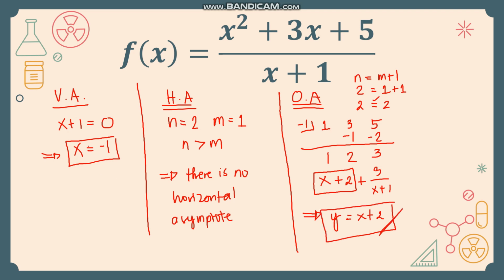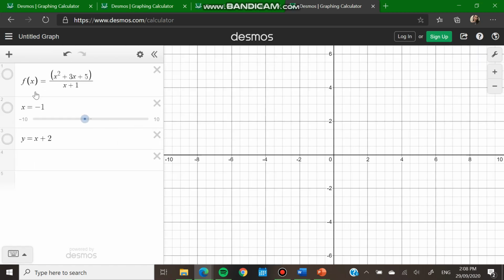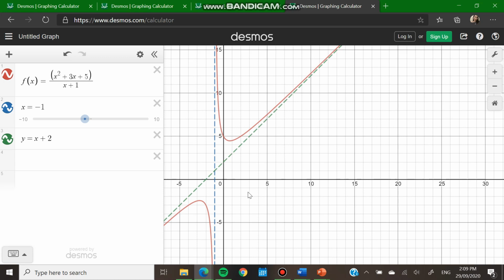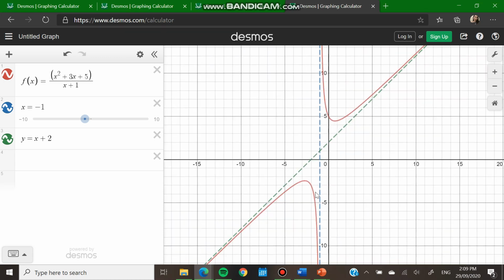So again, we have vertical asymptote, x equals -1. There's no horizontal asymptote. And for our oblique asymptote, we have y equals x plus 2. And for the graph, let's just show it here. So this is the graph of our rational function. And then for our vertical asymptote, we have x equals -1. So as you can see, this blue line right here. And then for our oblique asymptote, we have y equals x plus 2. So this is now the graph of our rational function. And then these are the asymptotes. So we have vertical and oblique asymptote.